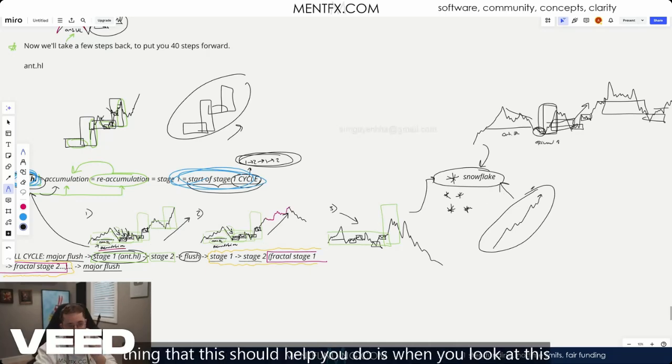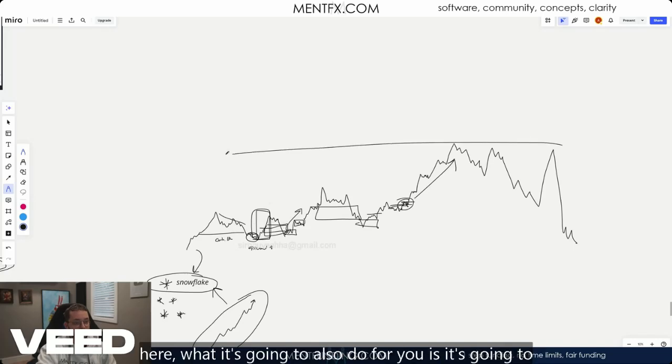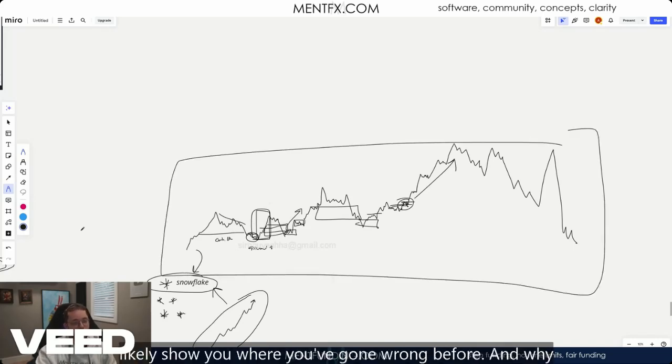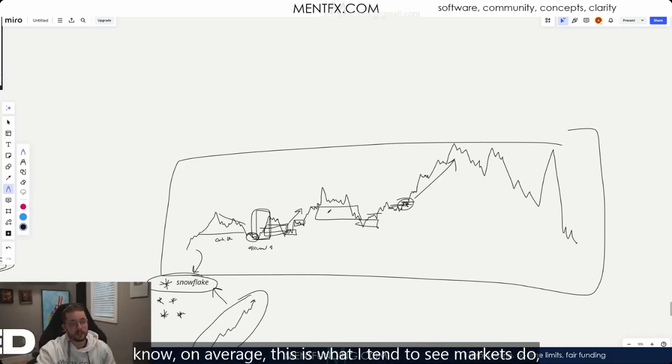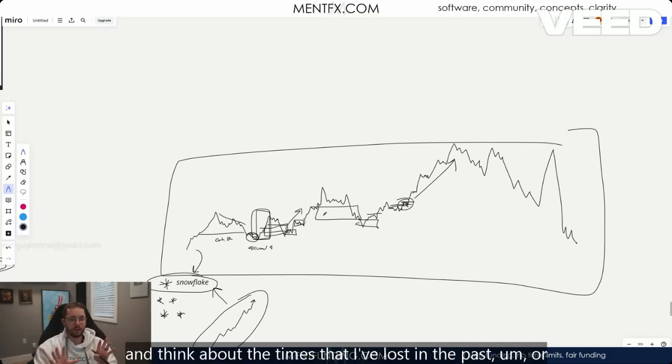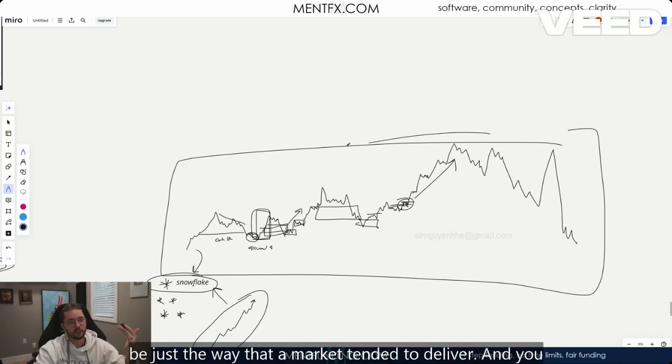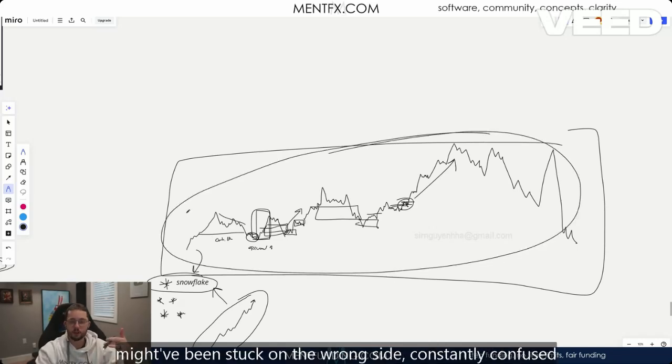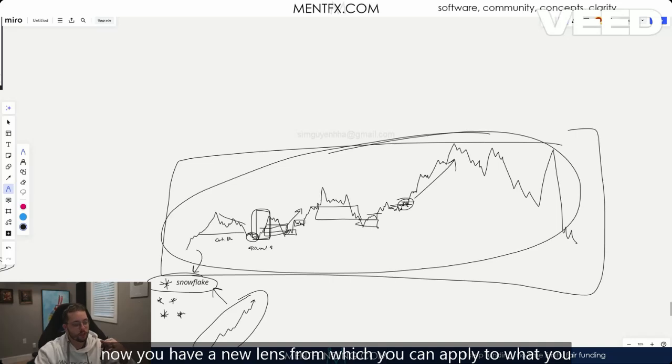And similarly, another thing this should help you do is show you where you've gone wrong before and why. Because it's very likely when you look at this, you start realizing, hey, on average, this is what I tend to see markets do. If I take a step back and zoom out and think about the times I've lost in the past, or the things I was confused about, this might be just the way the market tended to deliver. You might have been stuck on the wrong side, constantly confused about why it's doing something. Whereas now you have a new lens to apply to what you're doing.